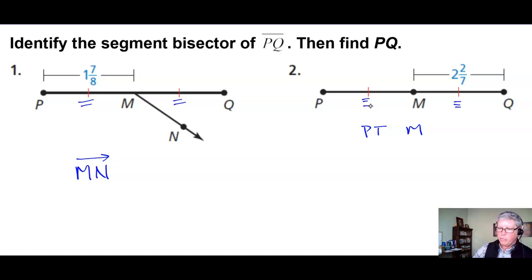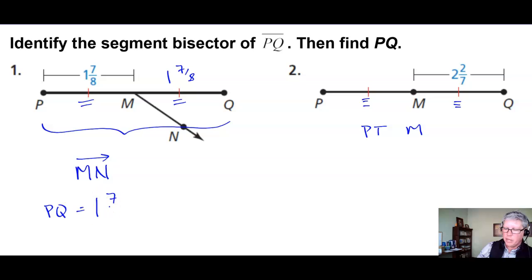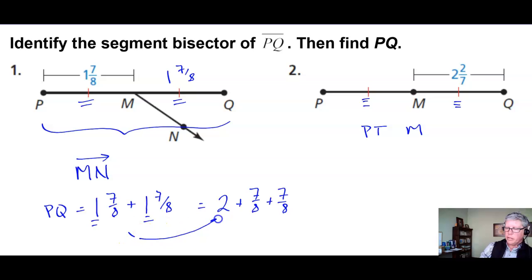So then we're supposed to find the whole thing, P to Q. Well, that's what they're asking for. If that's 1 7/8, we know this is 1 7/8. And so to find PQ, we would add 1 7/8 plus 1 7/8. That's going to be 1 plus 1 is 2, plus 7/8 plus 7/8. I like to take the whole numbers and add those. So that's where that 2 comes from.